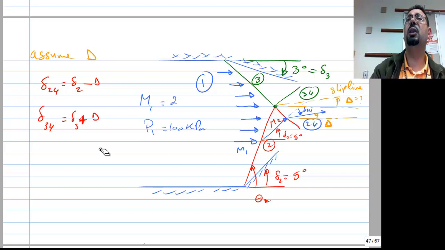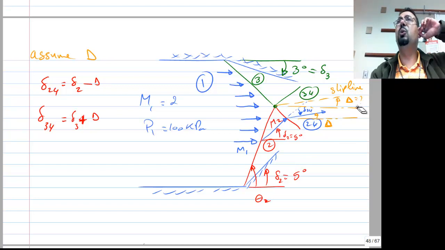So back to the problem. What does he want from us? He wants us to figure out the common direction delta. He gave us the Mach number, the pressure, those two angles, and he's asking us for this. How do we solve it? Trial and error. You assume this delta. You assume it's 2 degrees up.